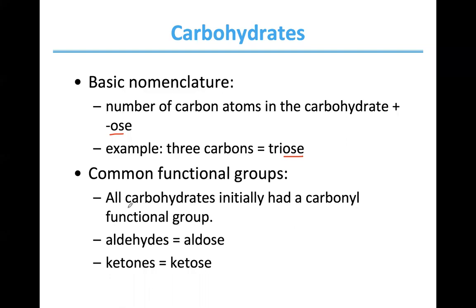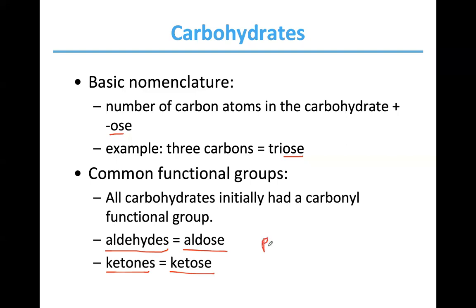Hexose. So, common functional groups: all carbohydrates initially had a carbonyl group. We will talk about the cyclic structures of carbohydrates. When carbohydrates cyclize to form cyclic structures, the carbonyl disappears. But if you open it, you will have a carbonyl group. So based on the open structures, carbohydrates can be split into aldehydes, which are aldoses, and ketones, which are ketoses, right?